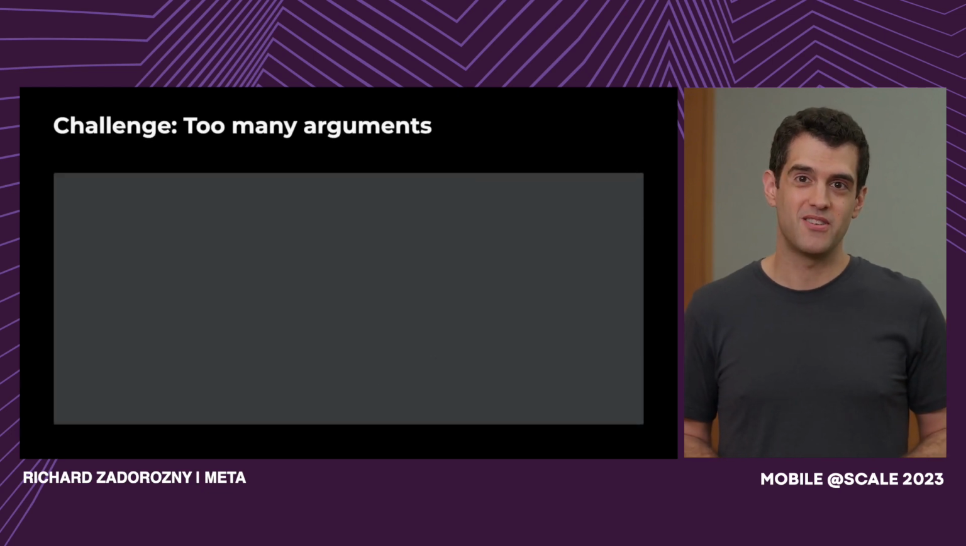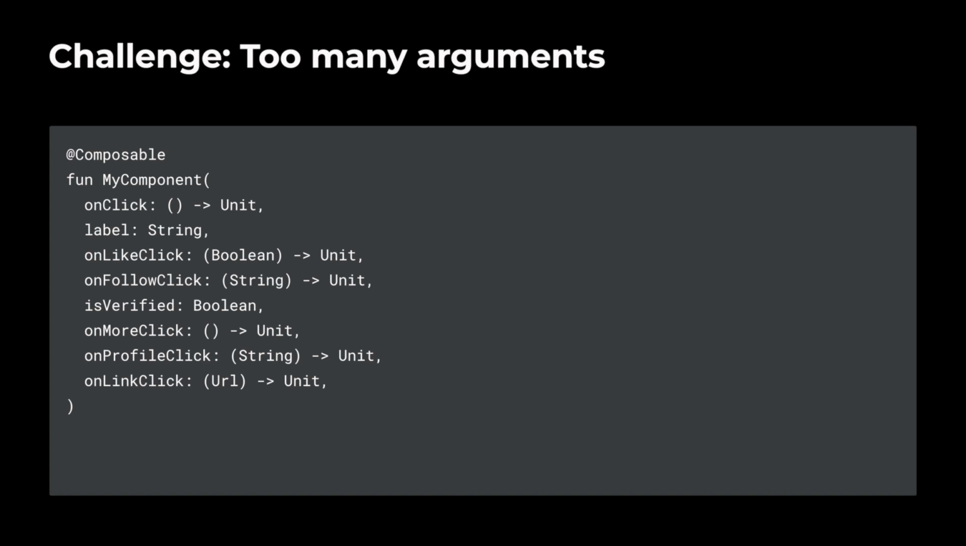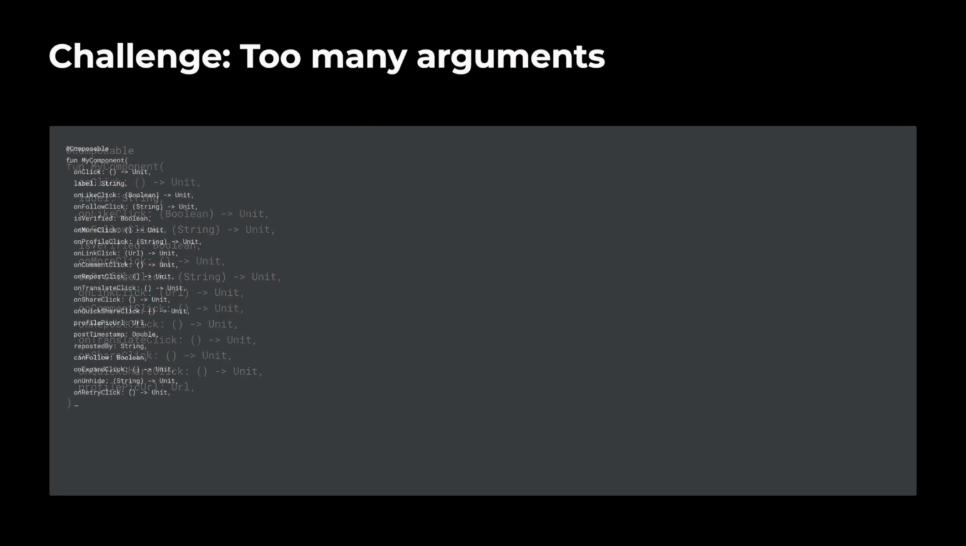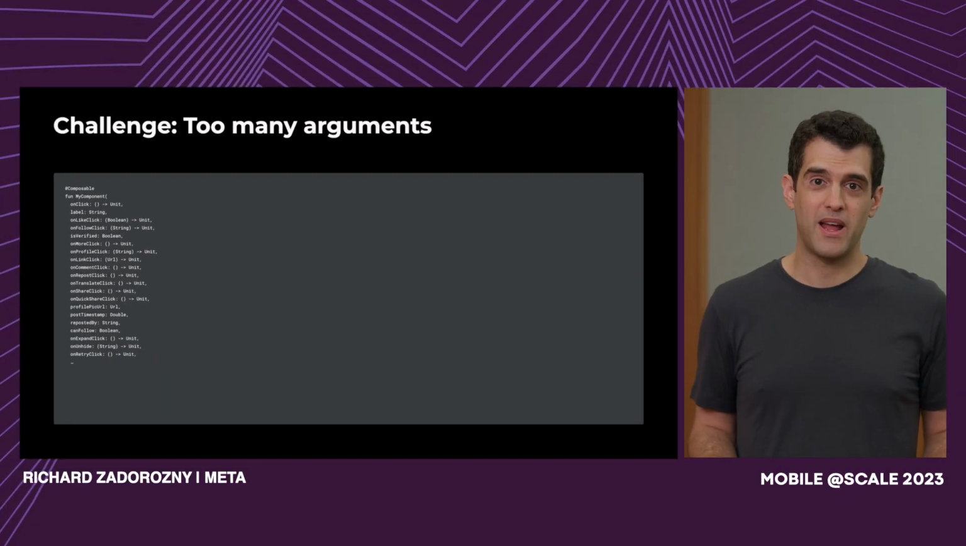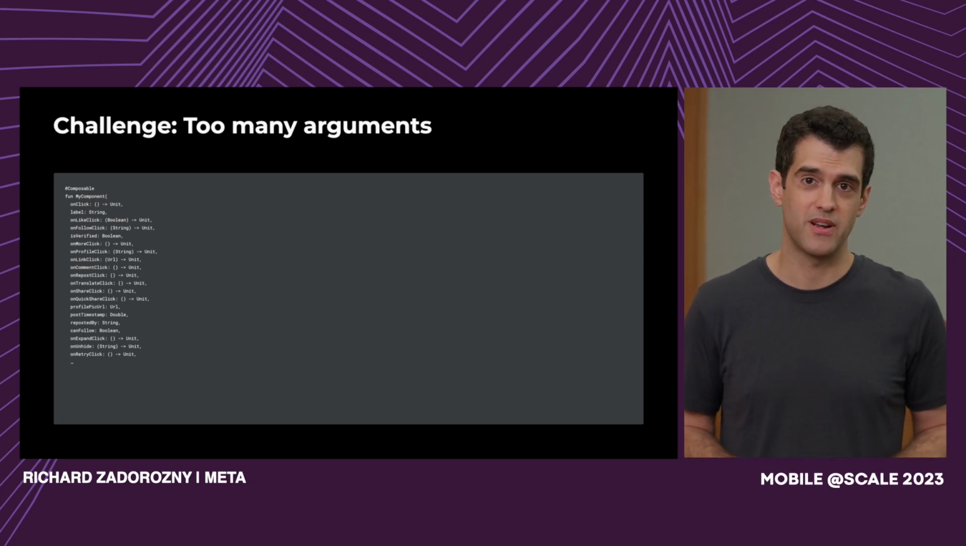All right, the other example was too many arguments. Compose encourages a very detailed API for each composable function that you add. You try to pass very primitive data or individual lambdas to your component. And this works very well because you know exactly what that component needs and what it needs to give back. However, as you start building your app, these components start to get a bit more detailed. The list of arguments just grows and grows. And for Threads, our feed rows have over 30 actions and events that it can trigger.